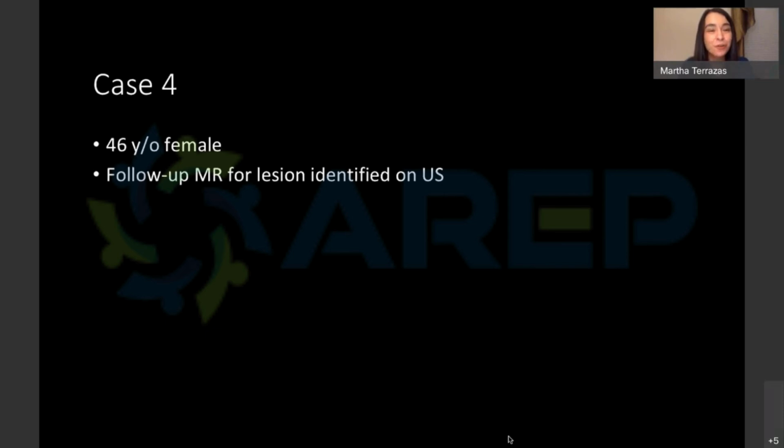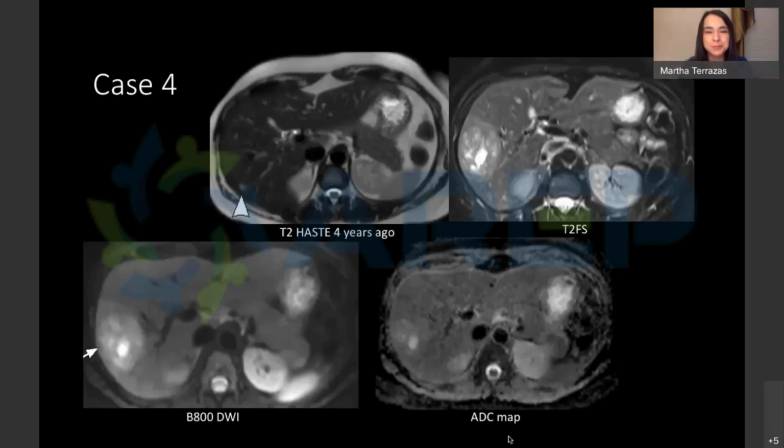Okay, case 4. 46-year-old female, and she had an MRI for a liver lesion that was identified on ultrasound. She got the ultrasound for abdominal pain, saw a liver lesion, didn't know what it was. They got an MRI. This is, she had an MRI 4 years ago. And on this T2 HASTE, we sort of saw this small little area of T2 hyperintensity. I don't even know what we said about it at that time. Like maybe it was a small cyst, wasn't really concerning.